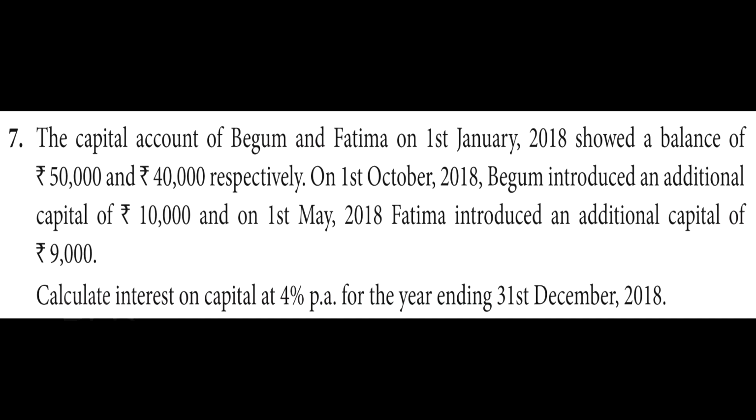Question number 7. The capital accounts of Begum and Fatima on 1st January 2018 showed a balance of 50,000 and 40,000 respectively. On 1st October 2018, Begum introduced an additional capital of rupees 10,000. On 1st May 2018, Fatima introduced an additional capital of rupees 9,000. Calculate interest on capital at 4% per annum for the year ending 31st December 2018.